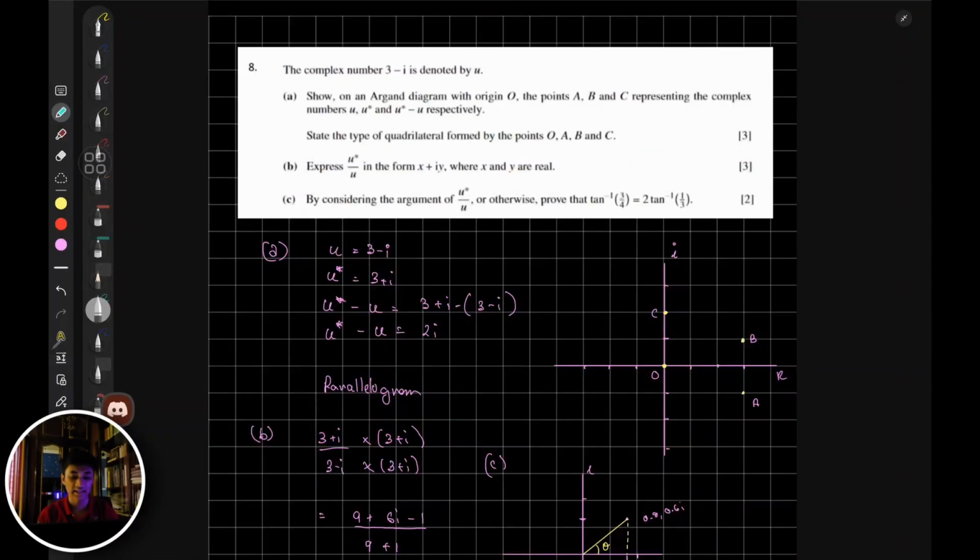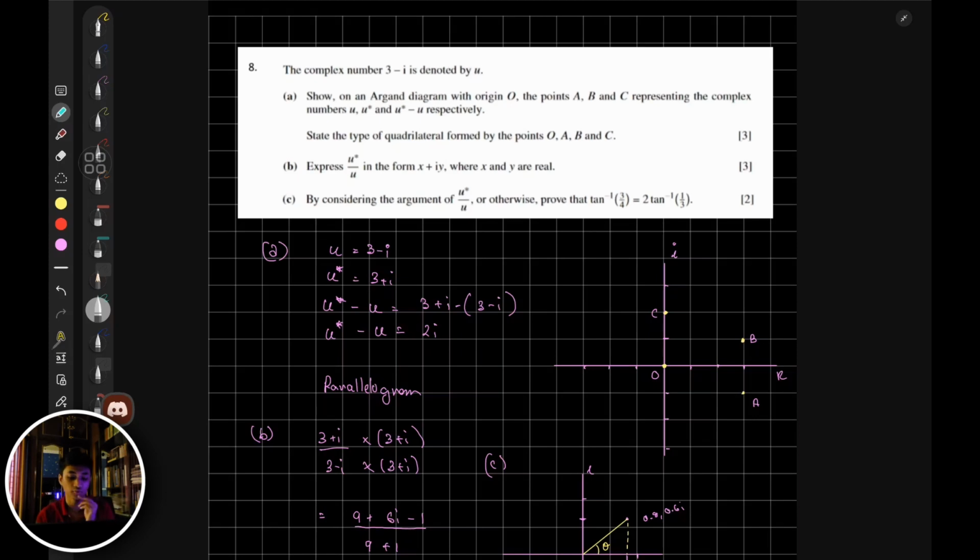Okay, for question 8, they have said the complex number 3 minus i is denoted by u. Now they've asked you to show on an Argand diagram with origin O the points A, B, C representing the complex numbers u, conjugate u, and conjugate u minus u. So let's figure out the complex numbers.